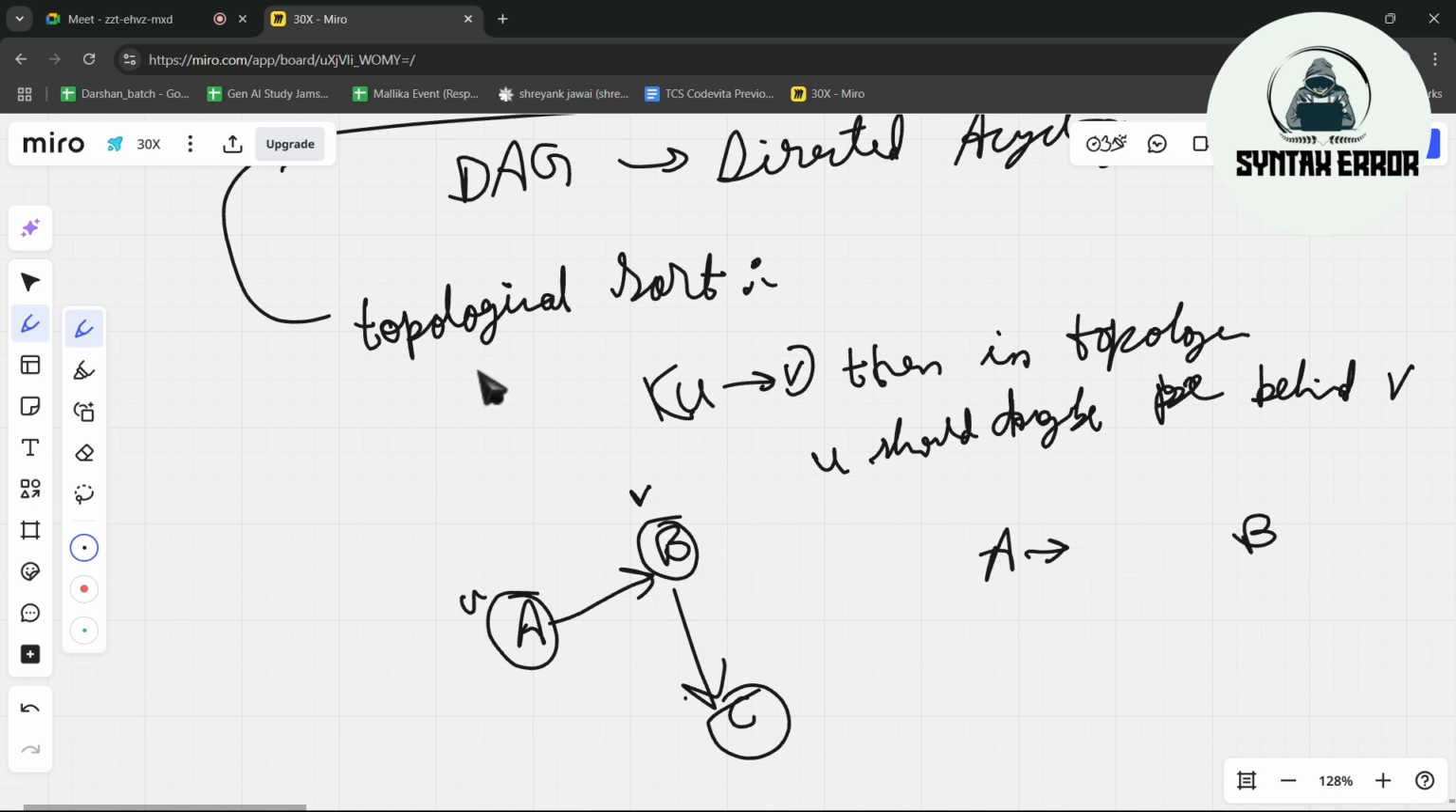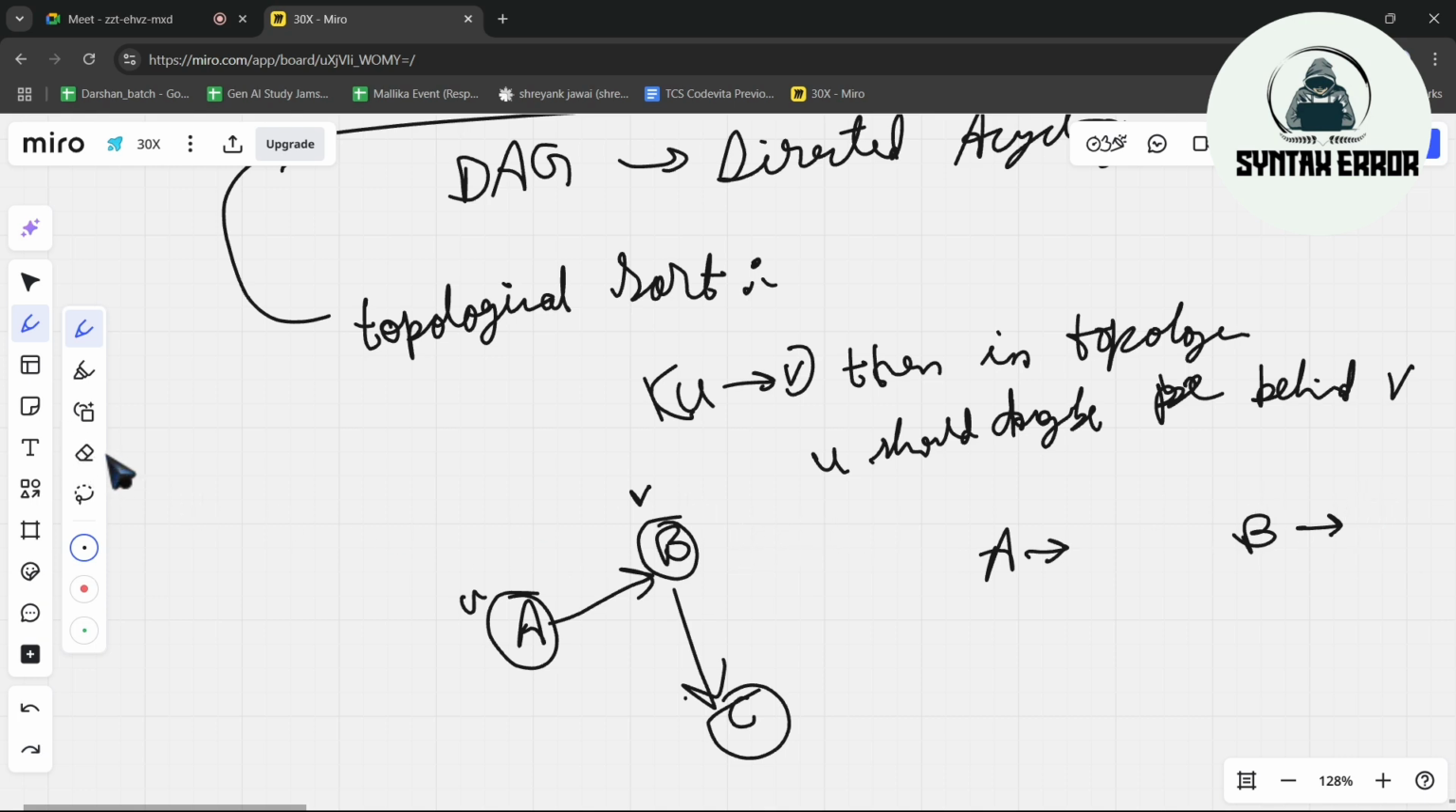In topological sort, we have to write in linear format. So we can write A, B, C, or we can write B, A, C, or C, A, B, or C, B. There are many ways we can write it, right? What is the correct way? What is the topological sorting way? The topological sorting way states that if U is connected to V, then U should always be behind V. In between, there may be a number of things, but you should not write B again in front of A. That's it.